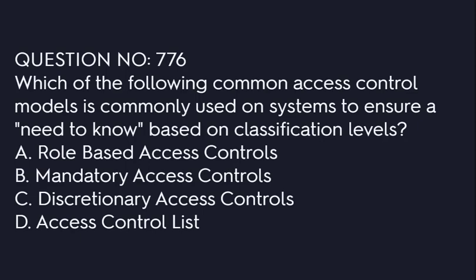Question number 776. Which of the following common access control models is commonly used on systems to ensure a need-to-know based on classification levels? A. Role-based access controls. B. Mandatory access controls. C. Discretionary access controls. D. Access control list. The answer is B.